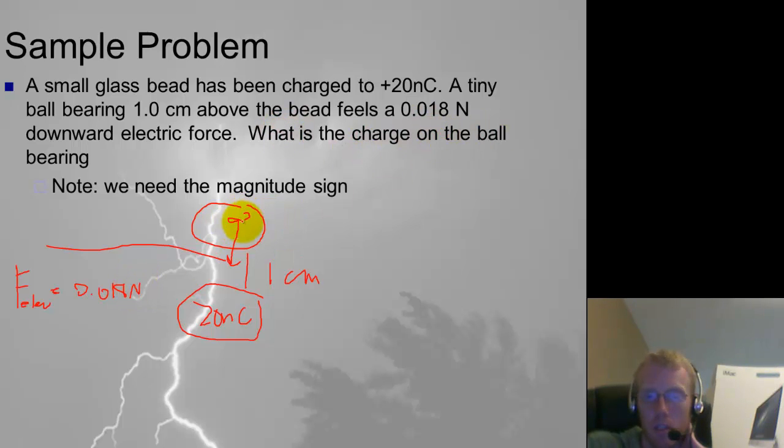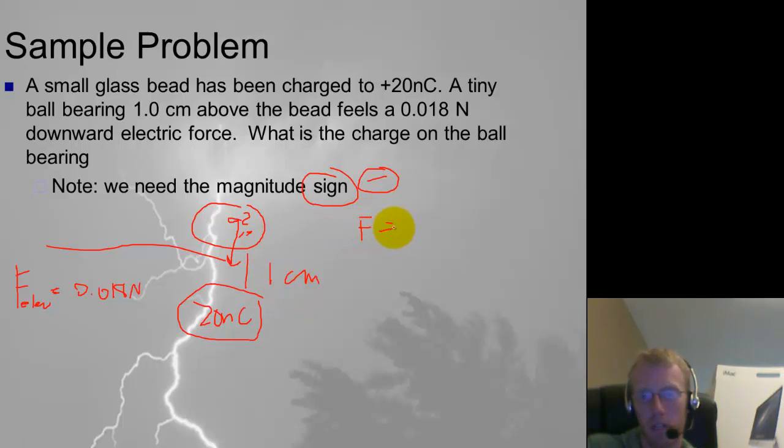What is the charge on the ball? So what is this charge? Q. Okay, the fact that this force is downward and that the bead is above it guarantees that these two are attracting, which means this is oppositely charged. So the sign we know is going to be negative. Now let's find the magnitude.